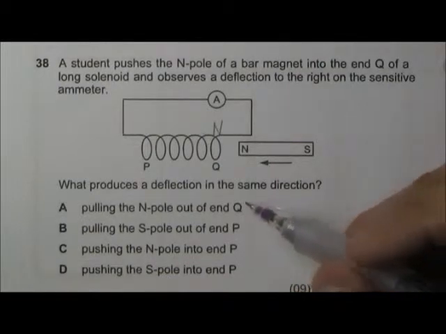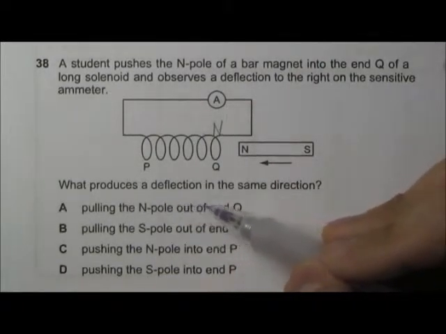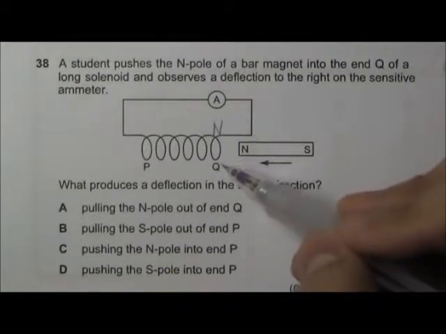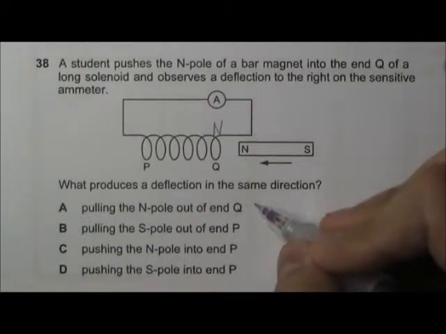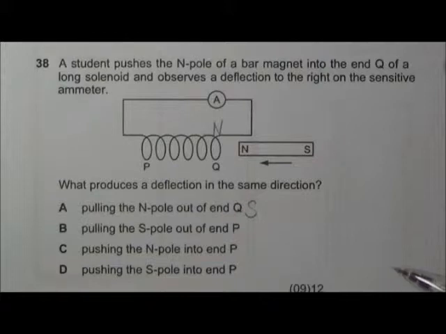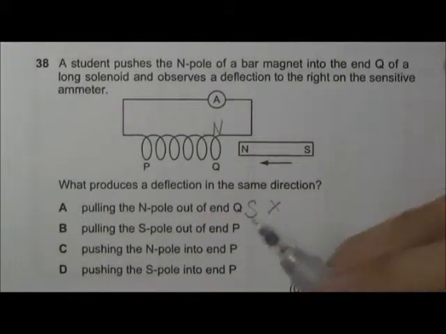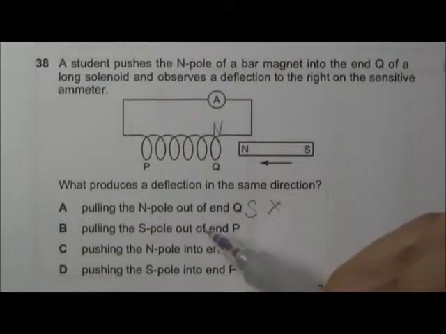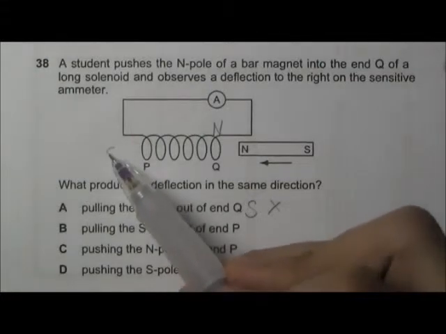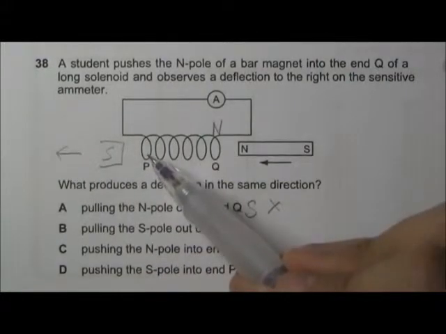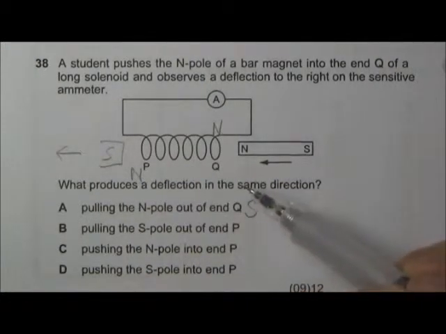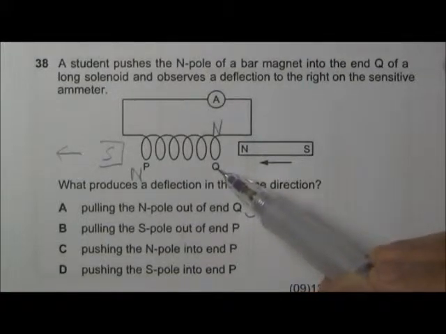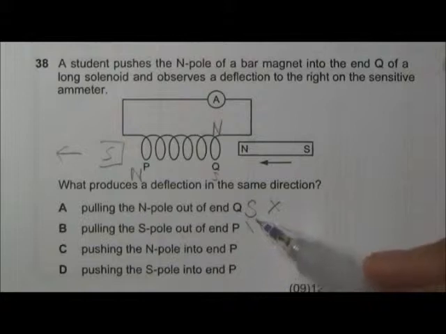Okay, so if we were to pull the N pole out from position Q, in order to oppose the change, we are going to pull it back. So we need a south at Q. So this is not the answer. Okay, by pulling the S pole out from the NP. So in order to pull the S pole out from the NP, NP is going to induce a North Pole here to pull it back. So at Q is going to form a S pole. So B is not the answer as well.